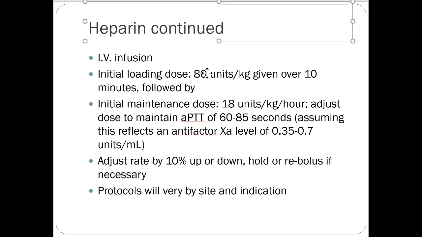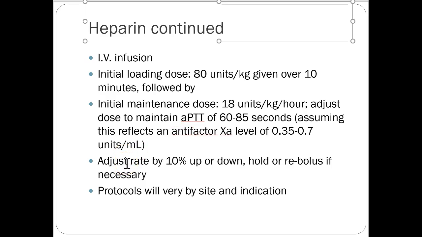So initial loading dose, 80 units per kilo, given over 10 minutes, followed by your maintenance dose, 80 units per kilo per hour. Adjust your APTT. We target a 60 to 85 second. Again, this could change. You might have a lower potency protocol, or even maybe higher in some cases, depending on your institution's practices, but this is sort of general again. And then I gave you the conversion of the anti-factor 10A level there in case you're curious. You do not need to know this stuff, but just for the record, if you're wondering what these labs are.